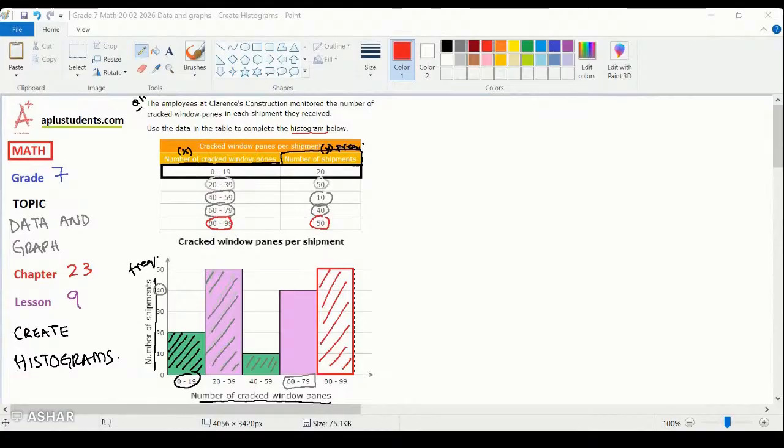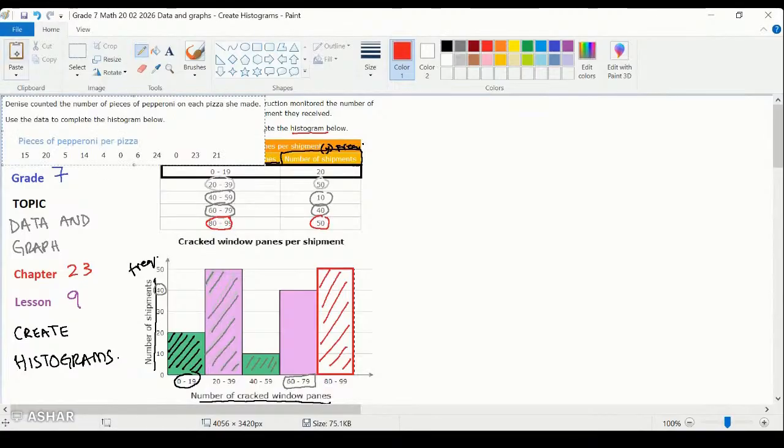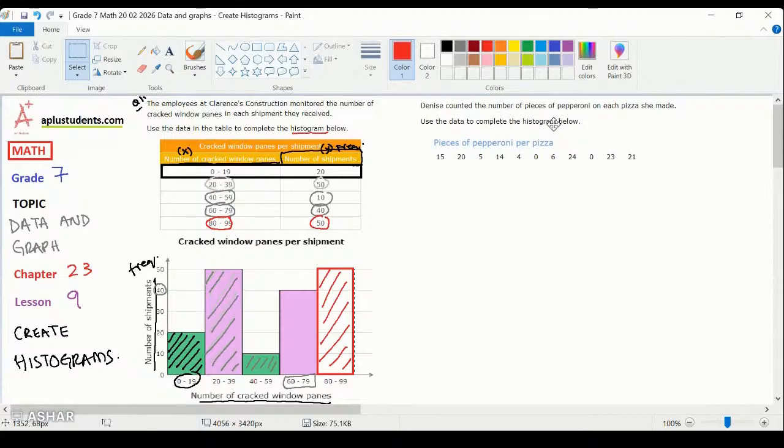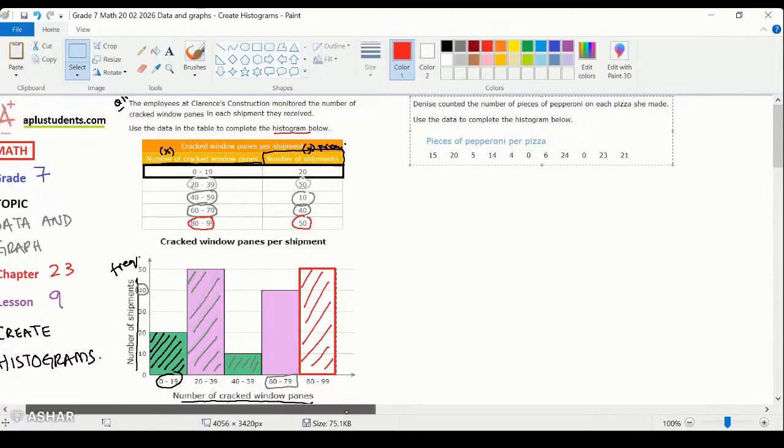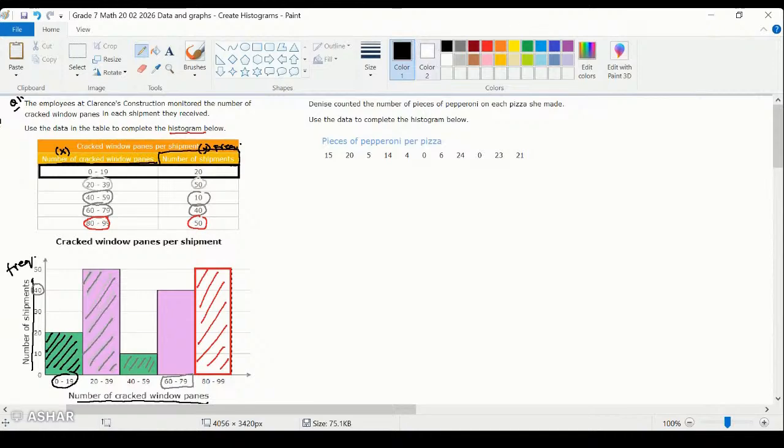For the next question, the information in question number 1 was given to us in the form of a grid, right? In question number 2, we do not have a grid. There's a difference between question 1 and question number 2. In question number 1, they refined the information for us. They told us between 0 and 19, there were 20, 20 and 39, 50, 80 and 99, there were 50, right? Over here, they have not given us the information.